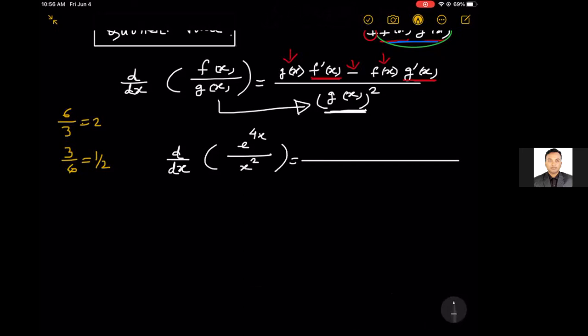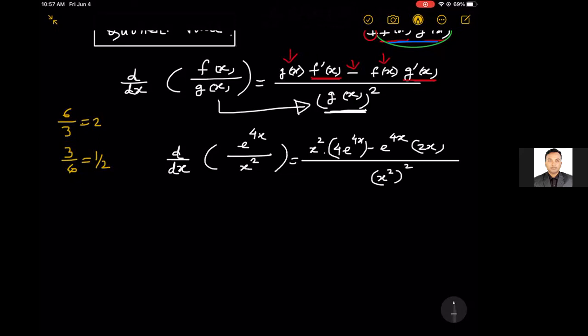Just eyeball the formula. You can do the derivative of the top and keep the bottom. So you'd have 4e to the 4x times x squared, and then you subtract e to the 4x times 2x. And then you just have the denominator squared. So you'd have x squared. Do you agree?